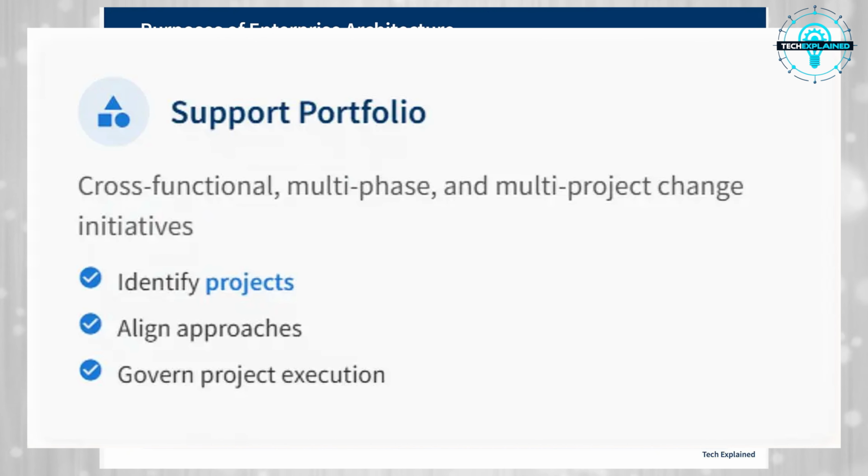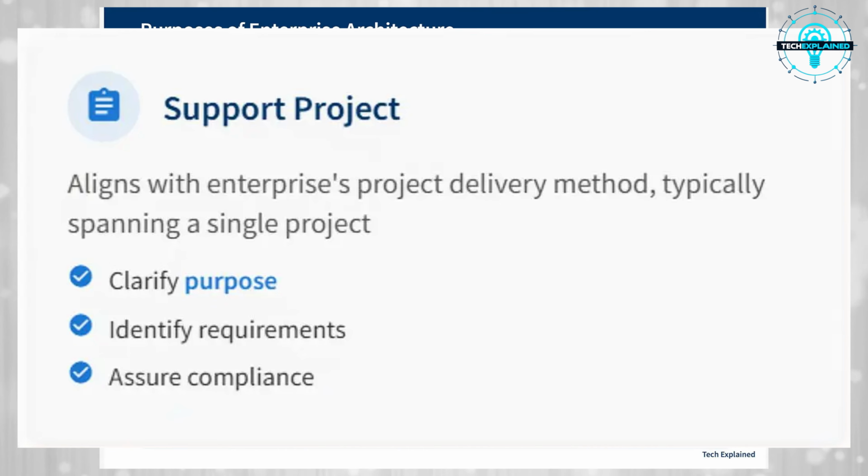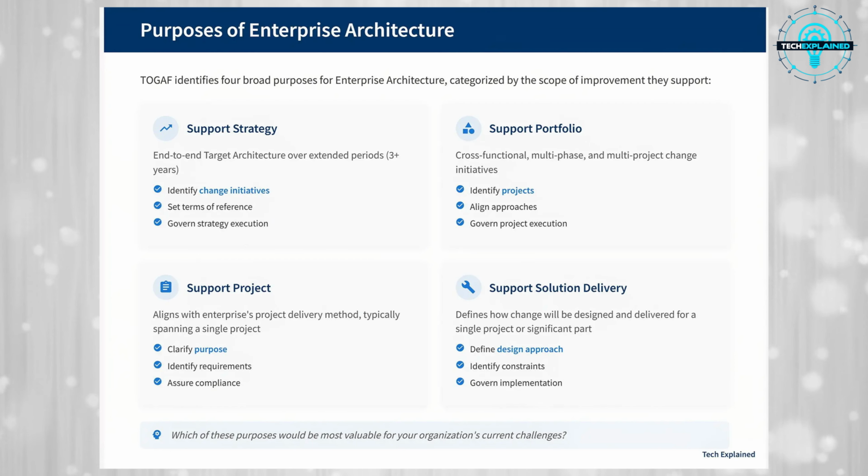Second, portfolio support focuses on cross-functional, multi-phase, and multi-project change initiatives within a single portfolio. It's used to identify projects, align approaches, identify synergies, and govern project execution. Third, project support aligns with the enterprise's project delivery method, typically spanning a single project. It's used to clarify purpose, identify requirements for synergy and future dependency, assure compliance, and support integration.